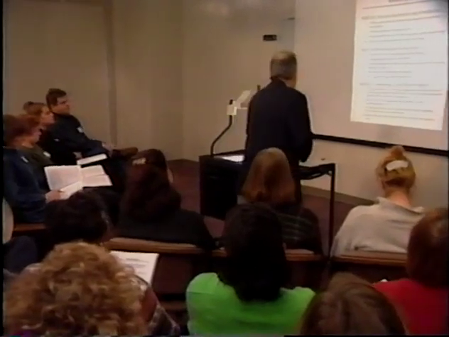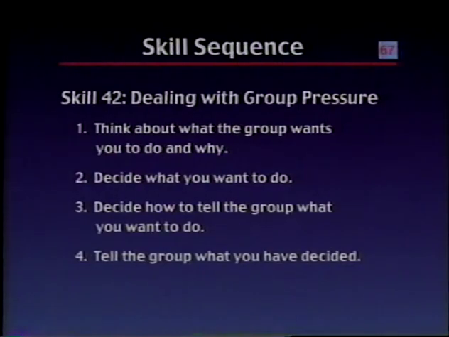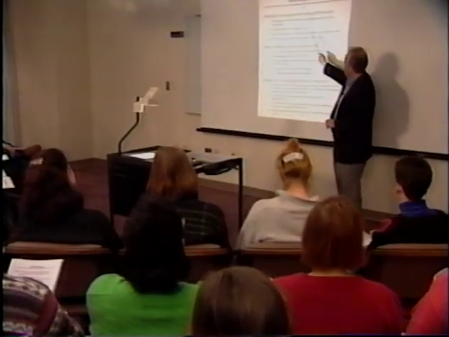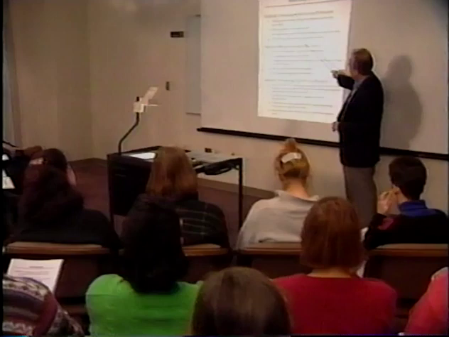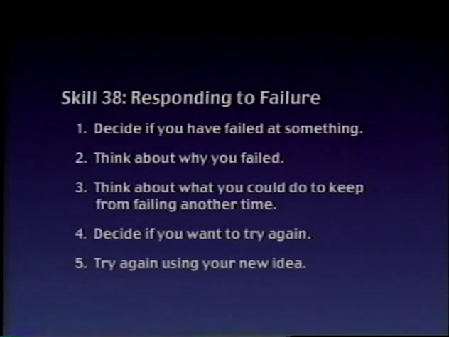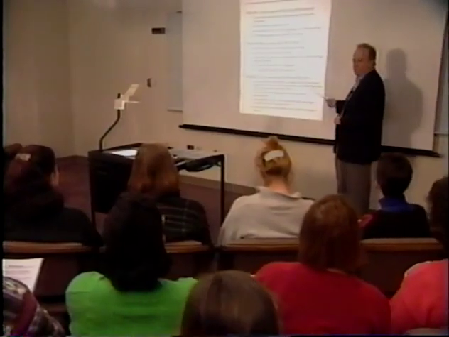Well, sometimes when they say no, like in dealing with group pressure, they tell the group, no, I don't want that, it's not enough. The pressure continues or escalates. So they may need, following this strategy of increase the quantity, to learn how to use skill sequences where when one skill doesn't work, they go to a backup skill, like responding to failure, and they go through its steps, which leads them, notice the last step is try again using your new idea, to yet a third skill, in this case, standing up for your rights.